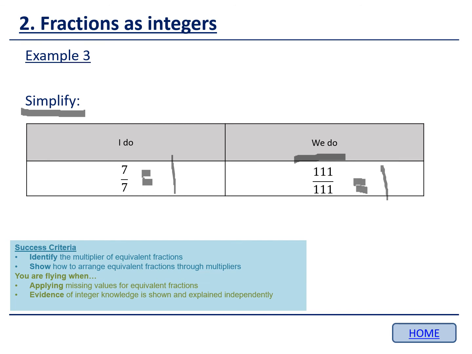Let's just check in with our success criteria. We've looked previously to show how to arrange equivalent fractions through multipliers, through missing values, etc. And we also applied missing values ourselves. And now we're just looking at understanding integer knowledge, which we just spoke about briefly. And can we go on to show that in our answers, and could we explain that independently?